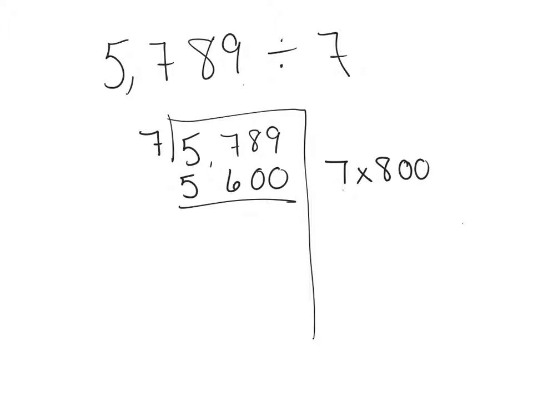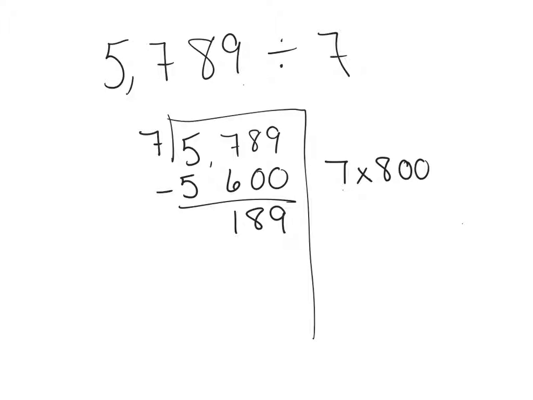And this is why the multiplication is so important, that they understand that 7 times 8 is 56. 7 times 80 is 560. 7 times 800 is 5,600. It's because it all leads up. So if your student is struggling with division, they may actually be struggling with the multiplication as well.